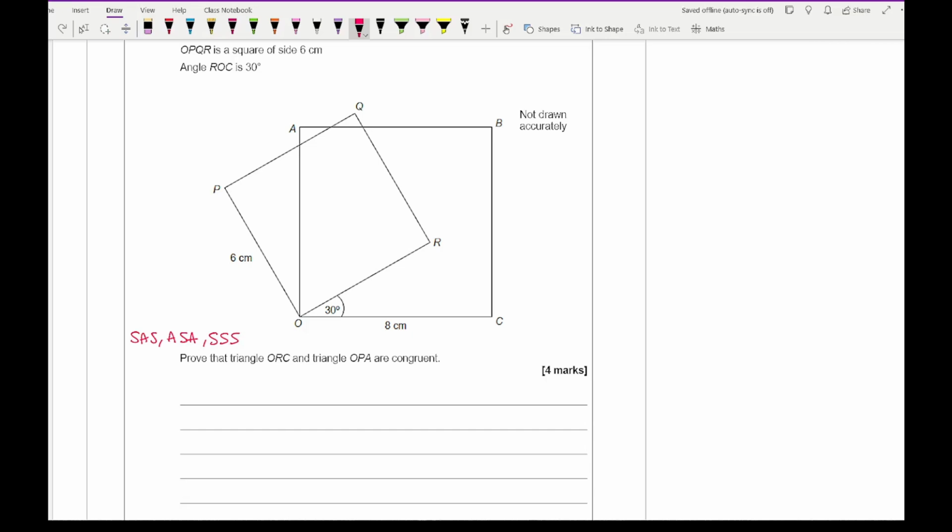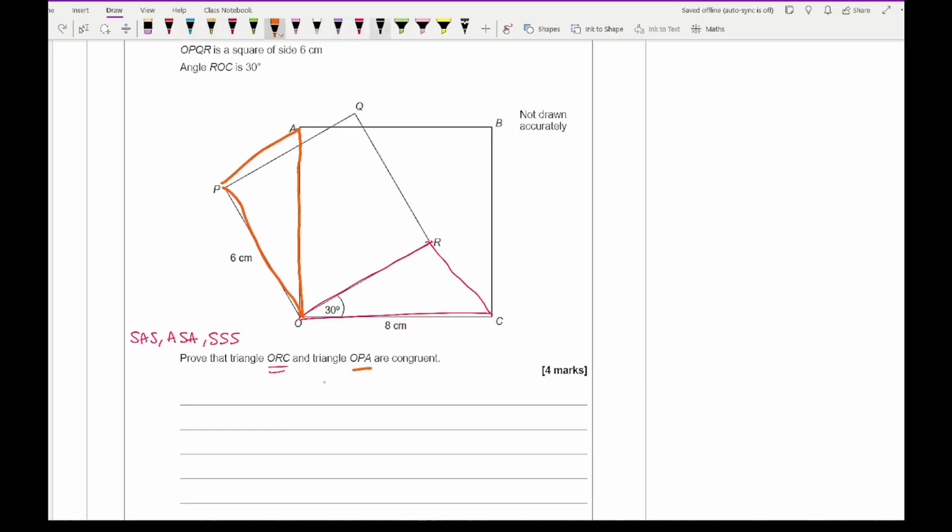So ORC is this triangle here, and triangle OPA is this triangle here. Again, excuse the poorly straight lines I failed to do there. So let's have a look at this then.